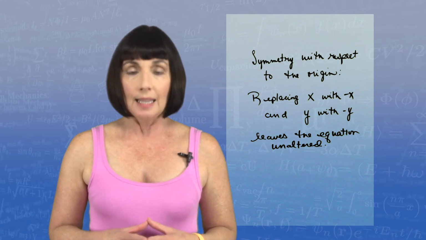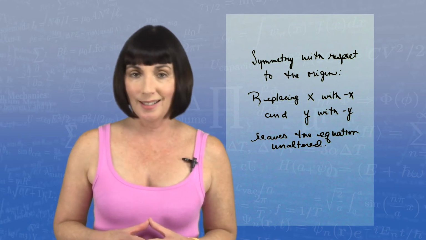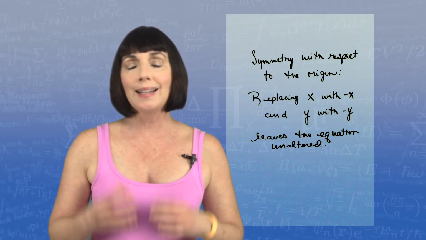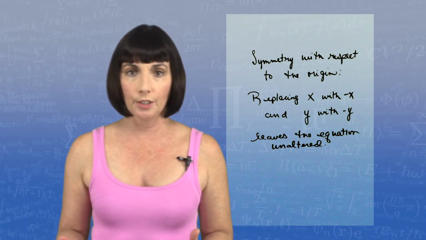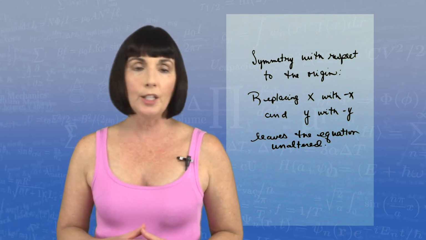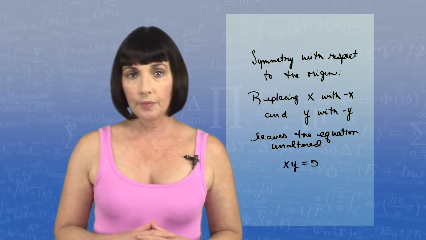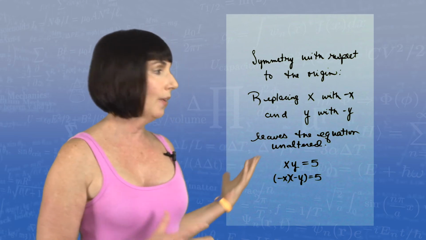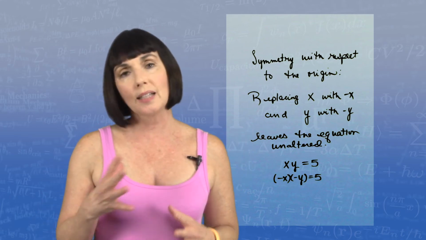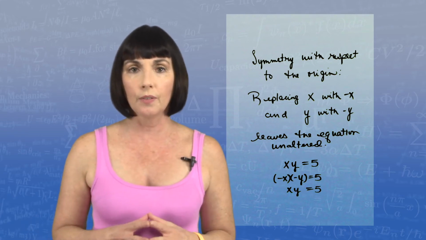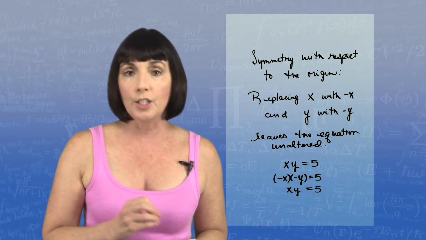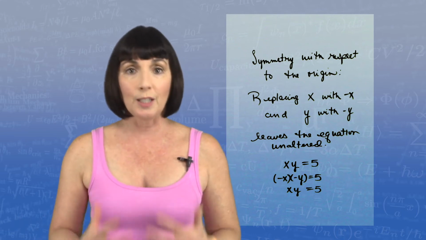It's neither. The graph of an equation is symmetric with respect to the origin if replacing x with negative x and y with negative y leaves the equation unaltered. So let's take a look here. I have an equation xy equals 5. Let's replace x with negative x and y with negative y. We get negative x times negative y equals 5, and that's the same as xy equals 5. So it has not altered my equation. So this graph is symmetric with respect to the origin.